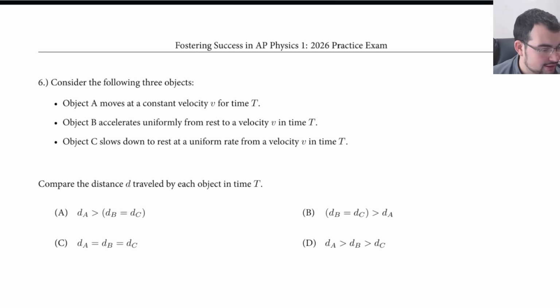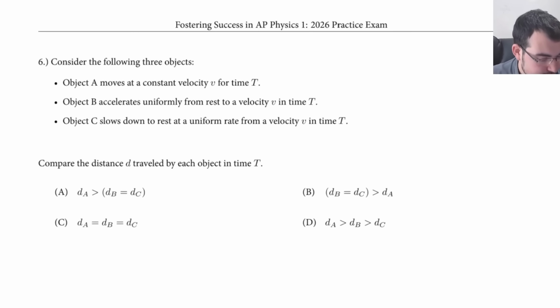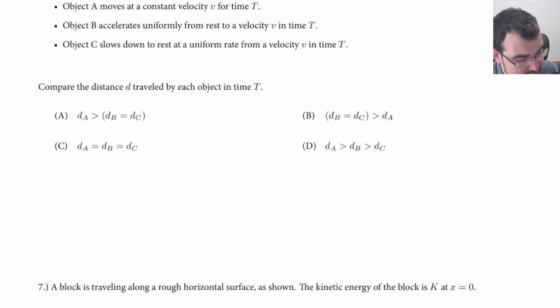All right, consider the following 3 objects. Object A moves at constant velocity v for time t. Object B accelerates uniformly from rest to a velocity v in time t. And object C slows down to rest uniformly from velocity v in time t. We're going to compare the distance traveled by each. So there's a really easy way of doing this. Since we have uniform acceleration, we just know that the distance traveled is just equal to your average speed times the time.